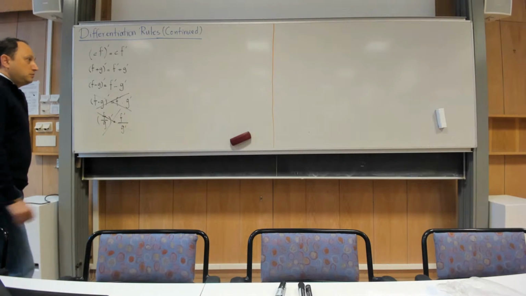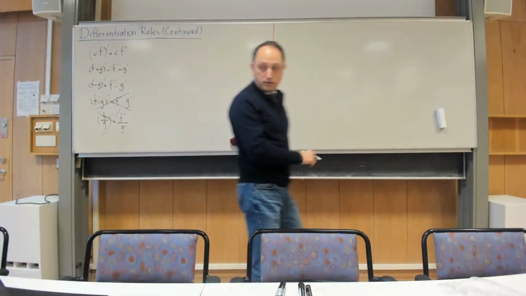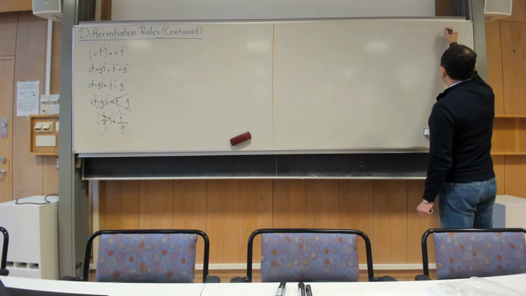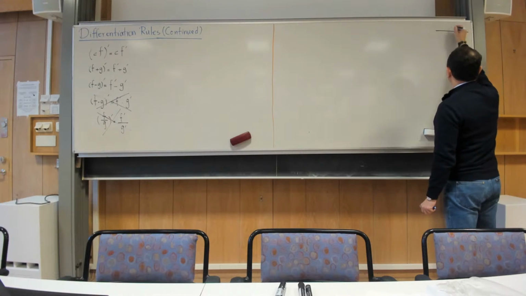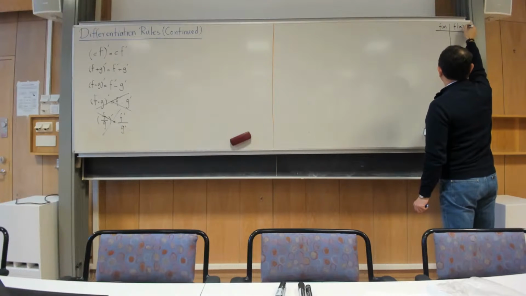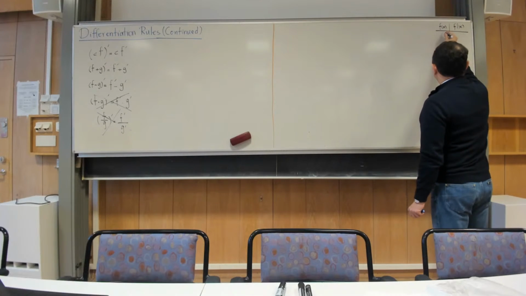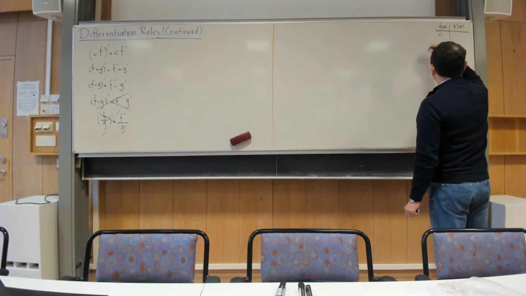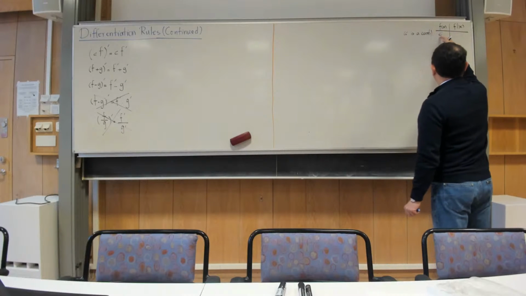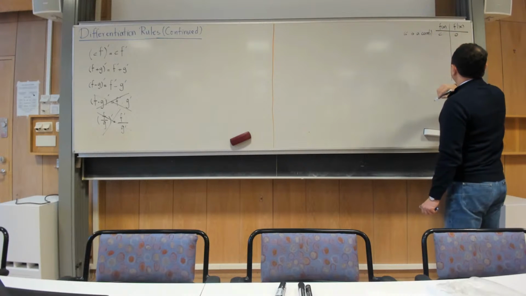Okay, and if you remember, let me write, is it visible? Yes. Let me write the table here. So we had this table. We have f of x, and we have the derivative here. So here we have a constant function. So c is a constant. The derivative of c is 0.